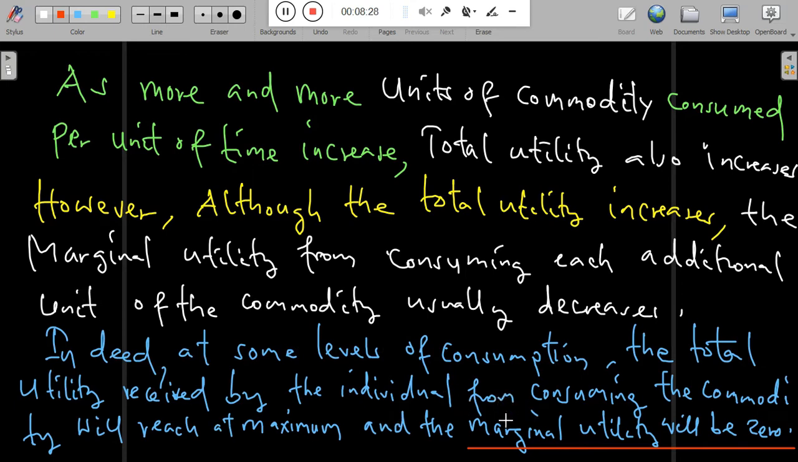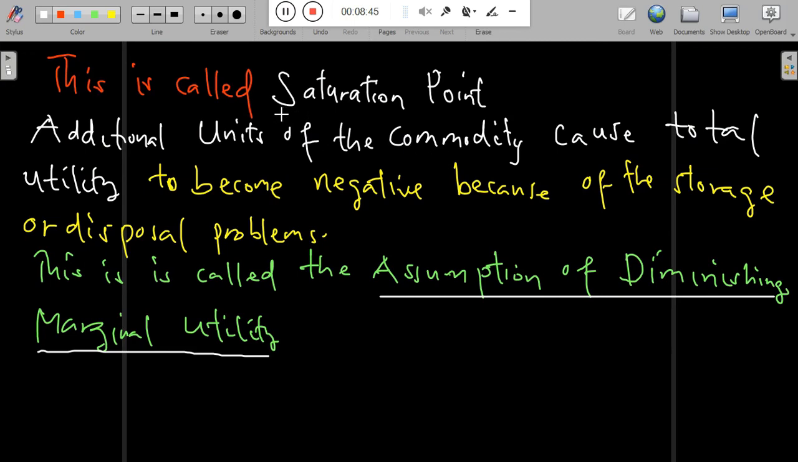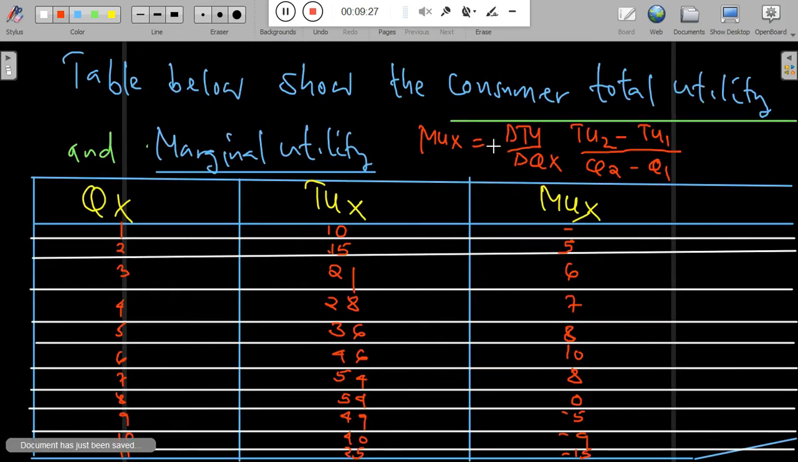Indeed, at some level of consumption, the total utility received by individuals from consuming the commodity will reach its maximum and the marginal utility will be zero. This is what we call the saturation point. Additional units of the commodity cause the total utility to become negative because of storage or disposal problems. This is what we refer to as the assumption of diminishing marginal utility.